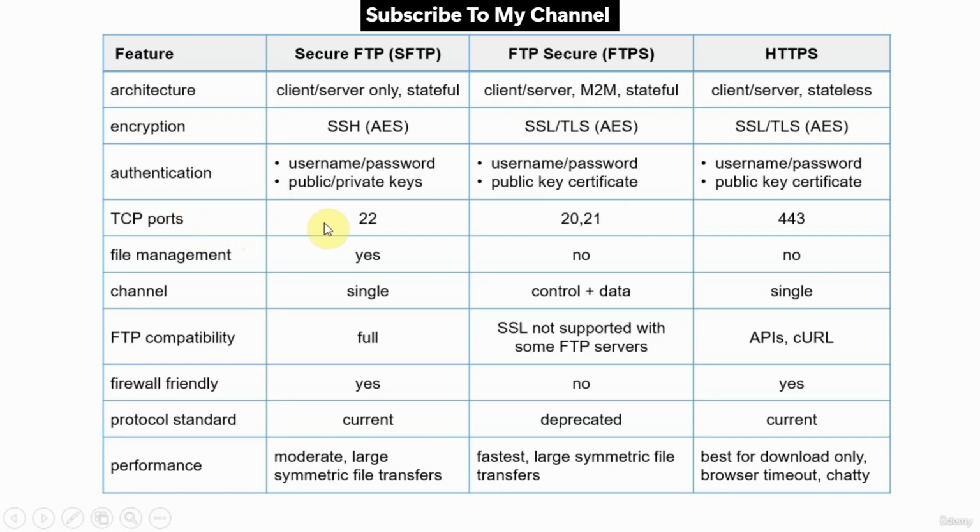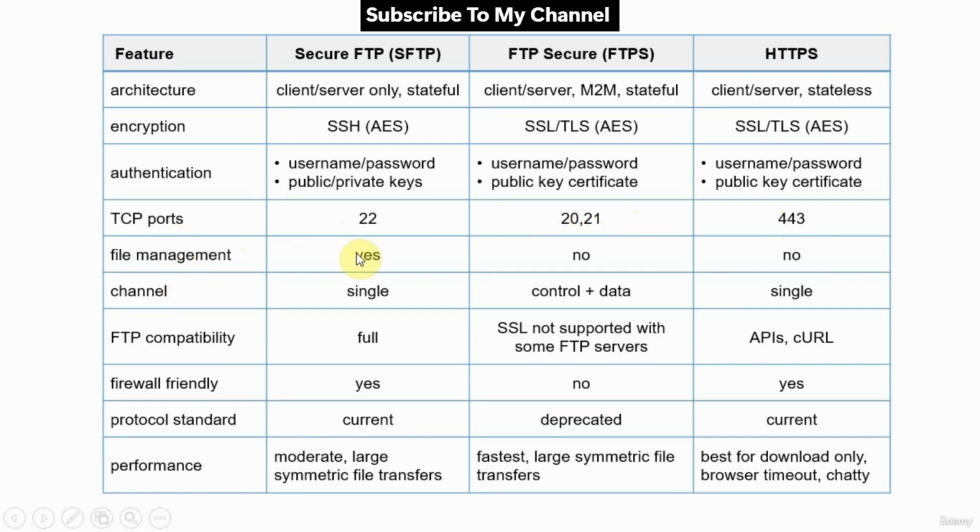As far as the ports go, SSH uses TCP/22, while FTP Secure will just use 20 and 21, the older FTP ports. And HTTPS will use 443, of course, because that's what TLS uses. FTP Secure will actually just still use 20 and 21.